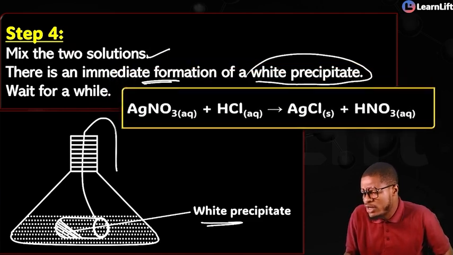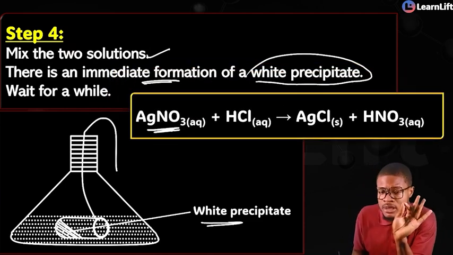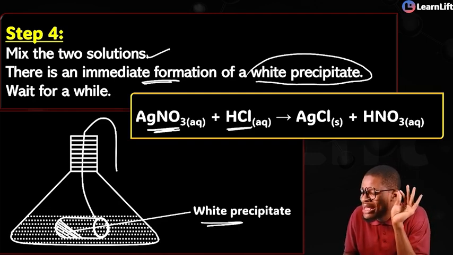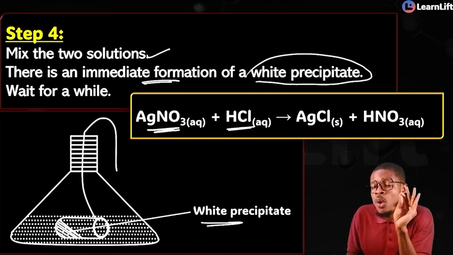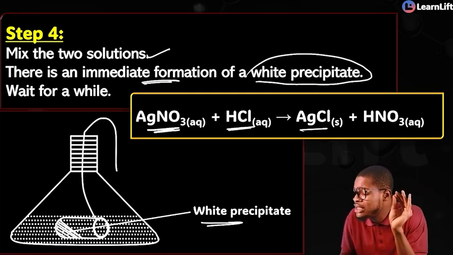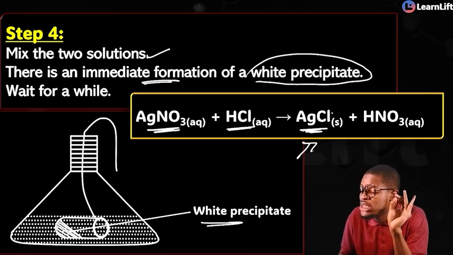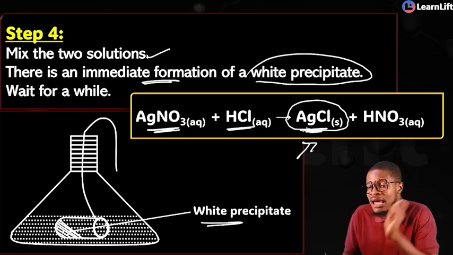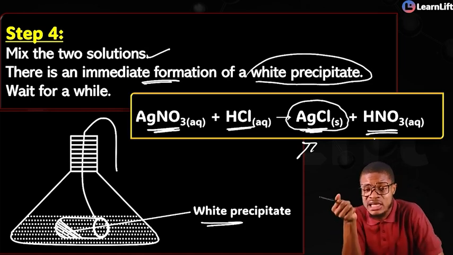Now, what happens is this, very quickly. My silver trioxonitrate 5, aqueous, mixes with my HCl, aqueous, dilute hydrochloric acid. What is it forming? It's forming my silver chloride, solid. This silver chloride is what is forming the white precipitate. And then trioxonitrate 5 acid is given at the end of the day.